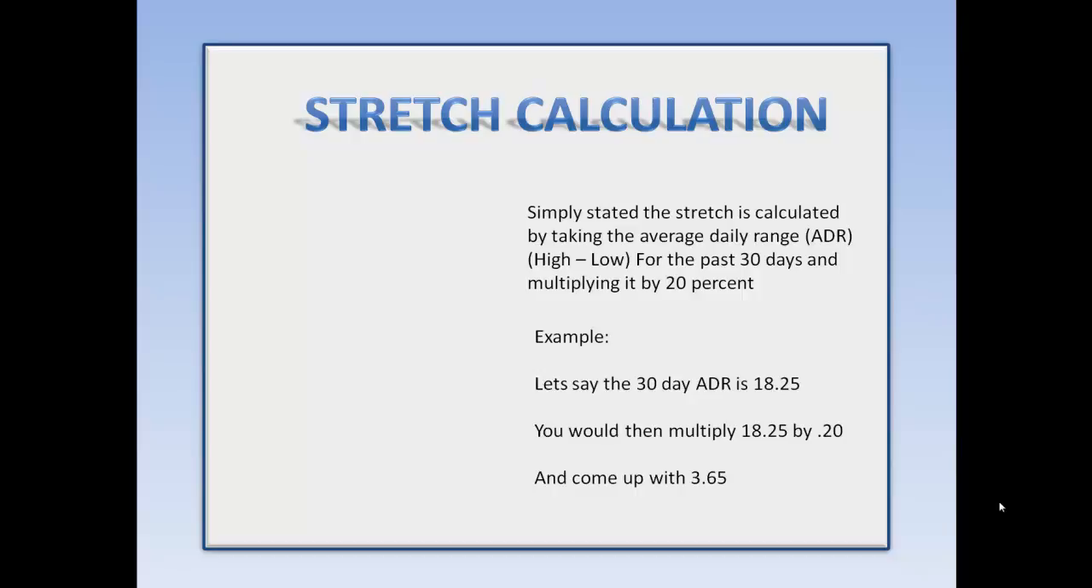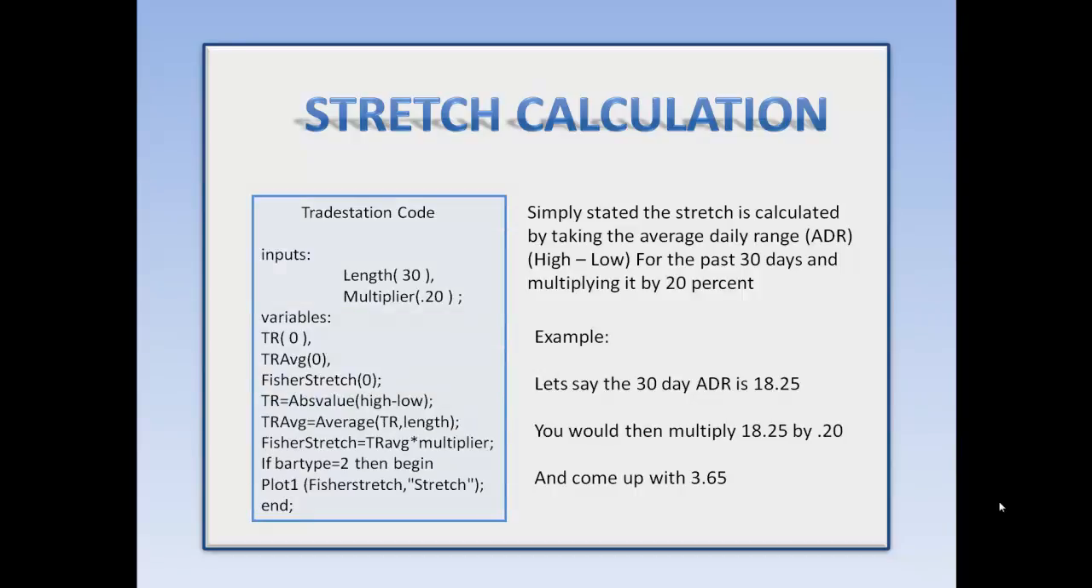Doing this math every day gets to be a little bit laborious. So I created an indicator on TradeStation that calculates the ADR, multiplies it by 20%, and spits out the number for me. Every day at the end of the day, I can just look at my chart and see what the number is. I've provided this code here for you, and if you have TradeStation, you can simply copy and paste it right into an indicator and create your own.